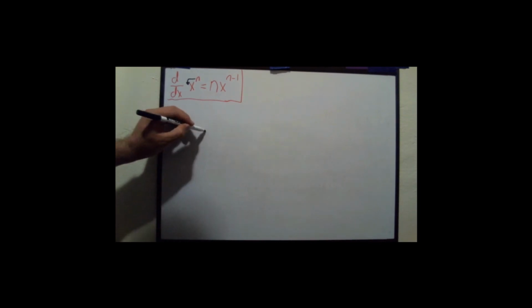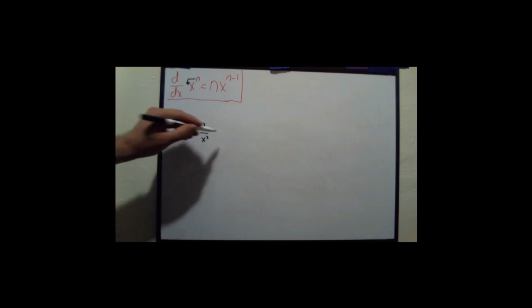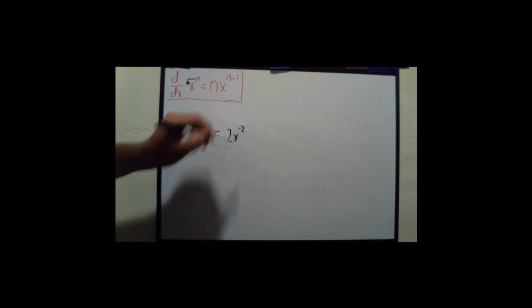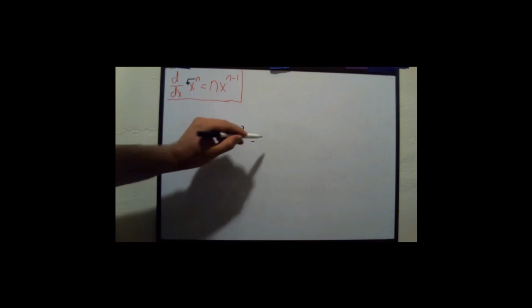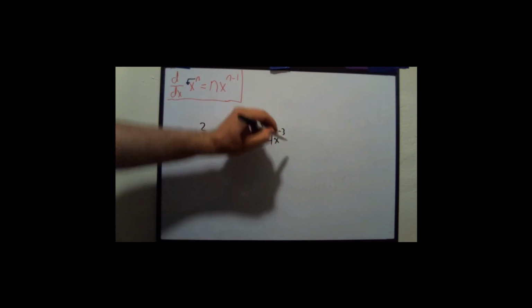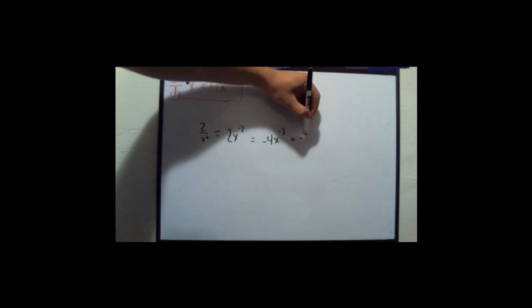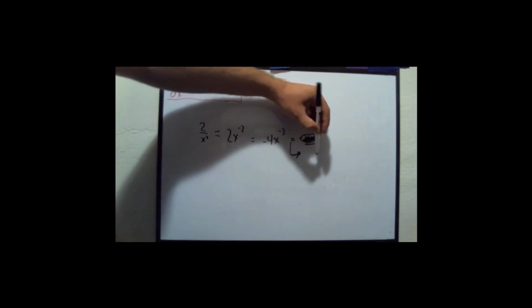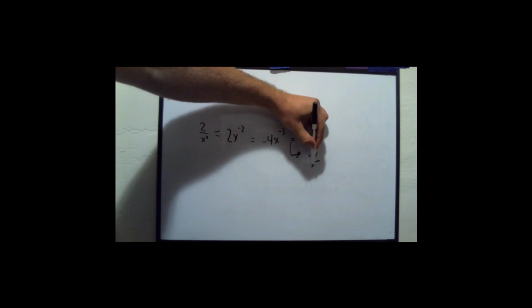If I want to take the derivative of 2 over x squared, sometimes we need to simplify that because it looks a bit annoying. I can simplify that to say 2x to the negative 2, and that's going to be negative 4, because I multiply 2 times negative 2, x to the negative 3, which you can even simplify back into saying negative 4 over x cubed.